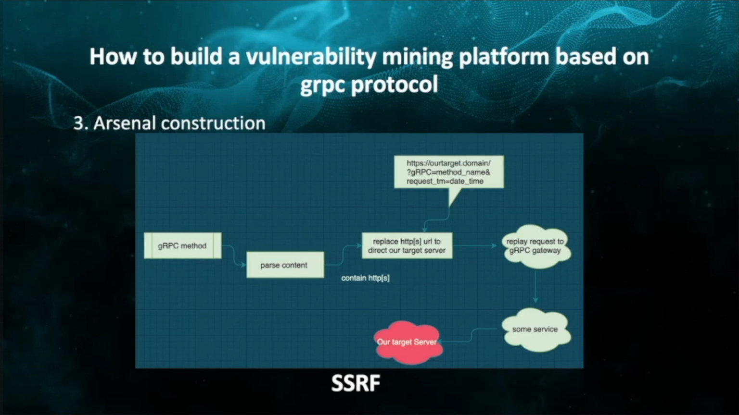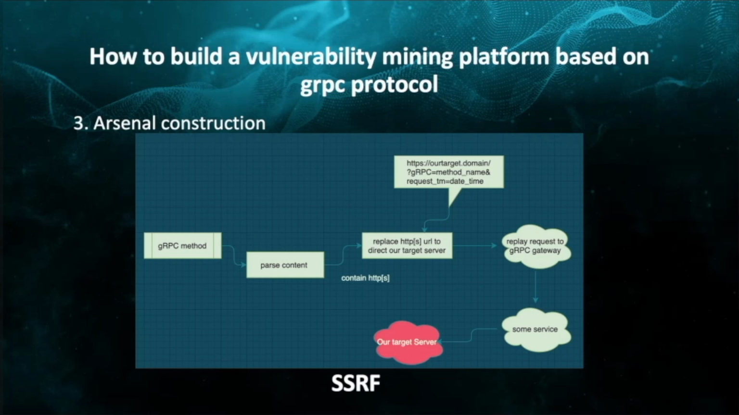The idea of SSRF vulnerability on the gRPC server is mainly divided into the following steps. First, we need to build a web server that can receive notifications. When the attack succeeds, the target server will request our server, so that we can be notified in real time.